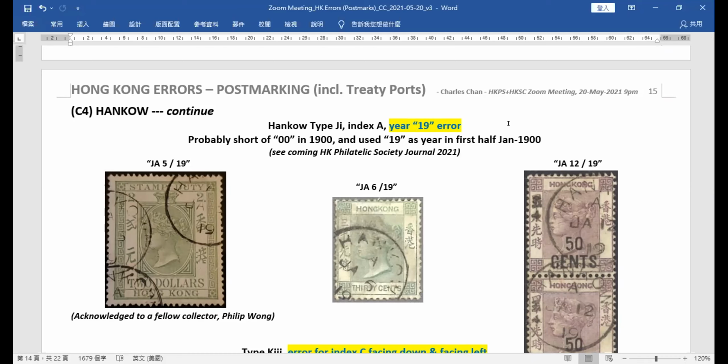Then some suggestion came out. Maybe there was a shortage of a zero in Hankow. Therefore, they used 19 to replace it. It appeared in the first half month of January 1900. January 6th, January 12th.